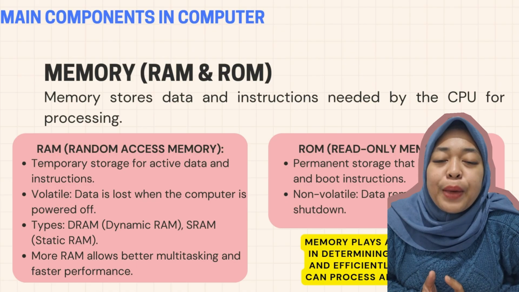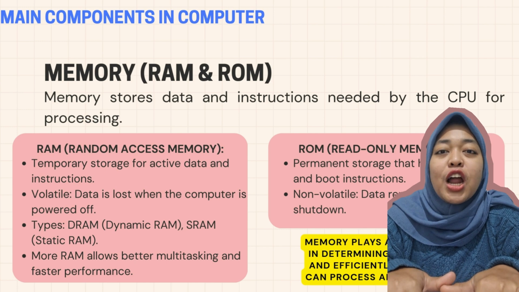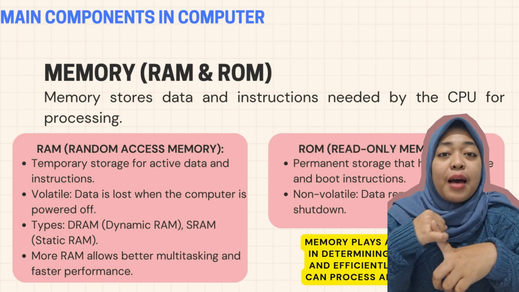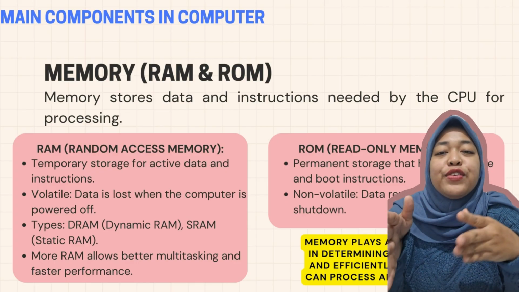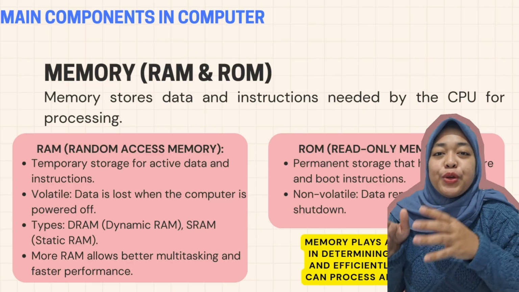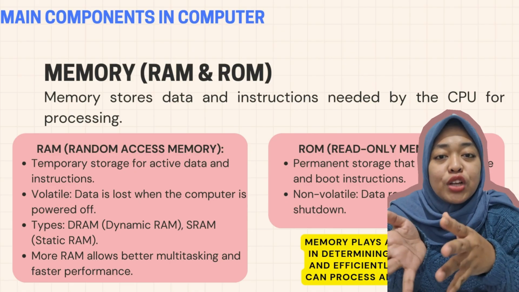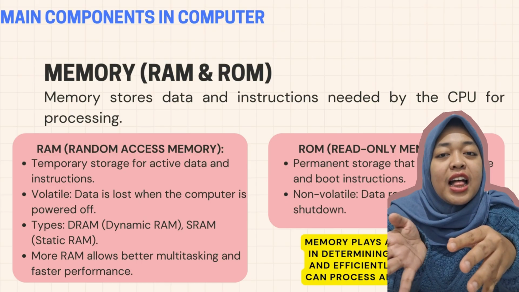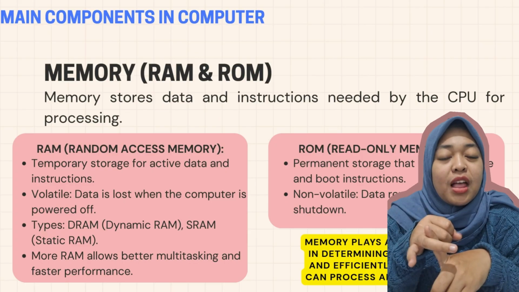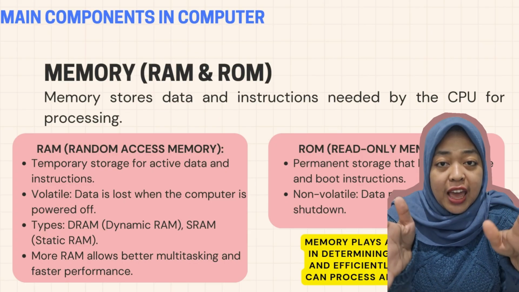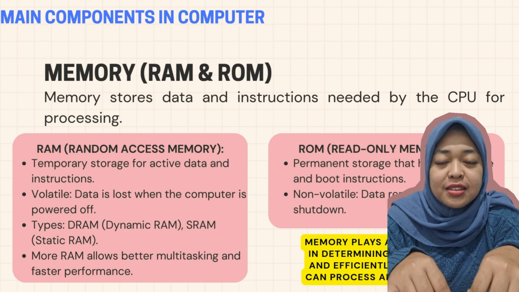Now, let's explore the memory in a computer, which plays a crucial role in how a computer processes and stores data. RAM, Random Access Memory, is temporary storage for active data and instructions that the CPU needs to process. It's volatile, meaning the data is lost when the computer powers off. RAM has two types, dynamic RAM and static RAM. The more RAM a computer has, the better it can handle multitasking and deliver faster performance.